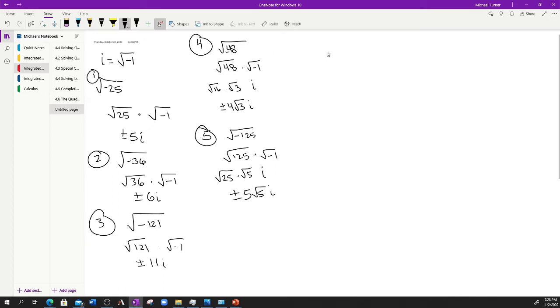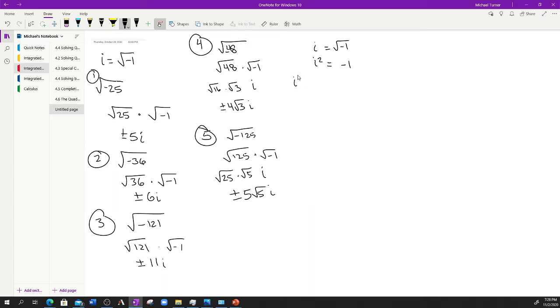Well, by definition, we said i is equal to the square root of negative 1. So if we're talking about an equation in terms of i, just algebraically, let's say I squared both sides of this. Well, that would mean that i squared would be equal to the square root of negative 1 squared, which would be just negative 1.